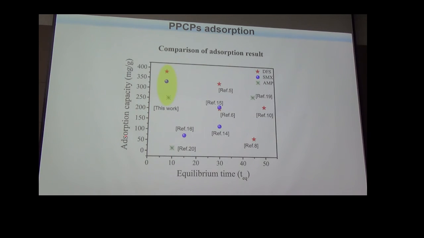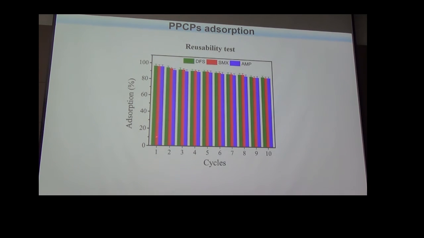And further, the absorption capacity obtained from the Langmuir model is compared with previously reported benchmark materials. As we can see here, this material shows high absorption capacity compared to many previously reported materials. Further, the polymer reusability was tested. The polymer can be used for at least 10 cycles.